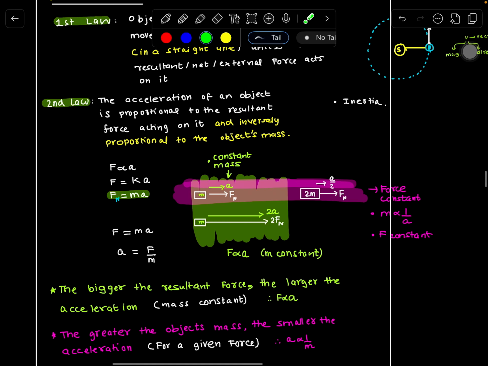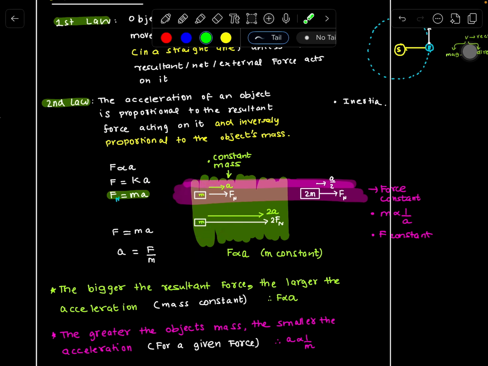Second law just says that the more force you apply, the more the object is going to accelerate. So it just says that the acceleration is proportional to the force that you're applying and it's inversely proportional to the object's mass. It's just saying that heavier objects will accelerate less if you apply the same amount of force, and that same massed objects, if you apply a bigger force, will have bigger acceleration.